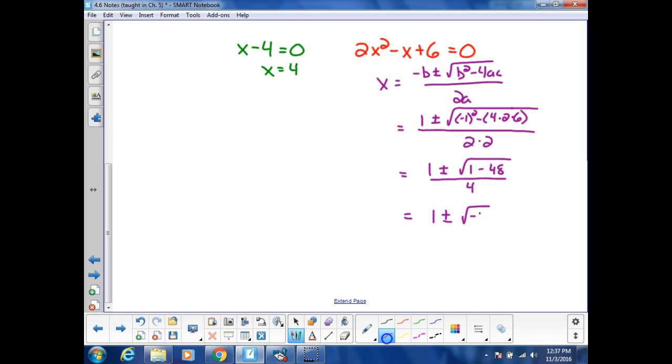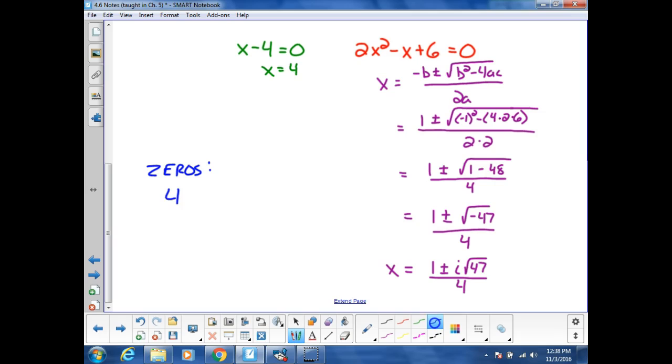1 minus 48 is negative 47. But do I like that? No. So that becomes 1 plus or minus i times the square root of 47, because 47 is prime, it doesn't have any factors. Okay. So all of my zeros here then are 4 and 1 plus or minus i times the square root of 47 all over 4.